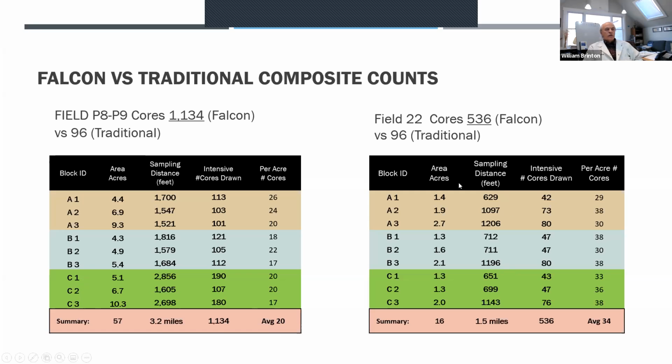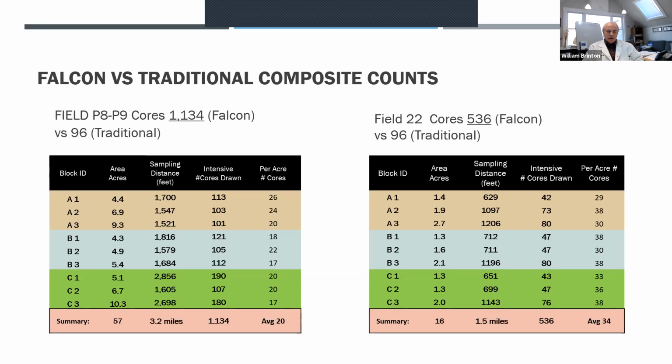And the fields were a little bit different. In the smaller field, we must have made more turns or something because we got a slightly higher average. But again, compare this to only 96 samples if you sampled each of these at the sampling density that we mentioned for traditional sampling. So, you know, the drum roll here is surely the Falcon with so many more samples will give us a different result if variability is being overlooked in these relatively small number of hand core samples.